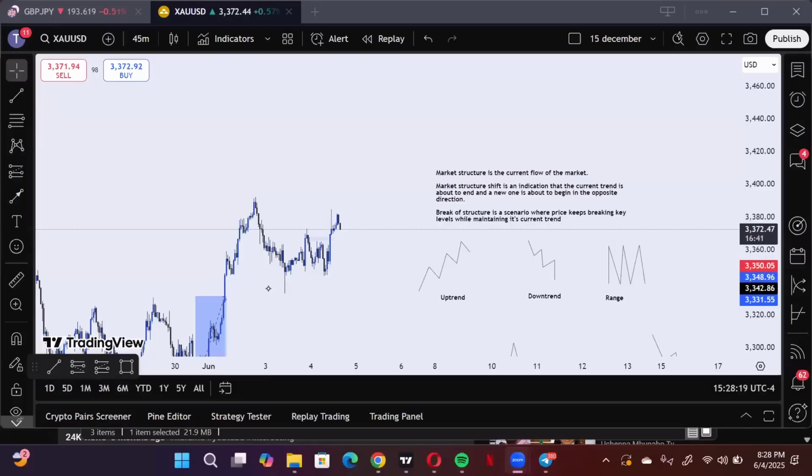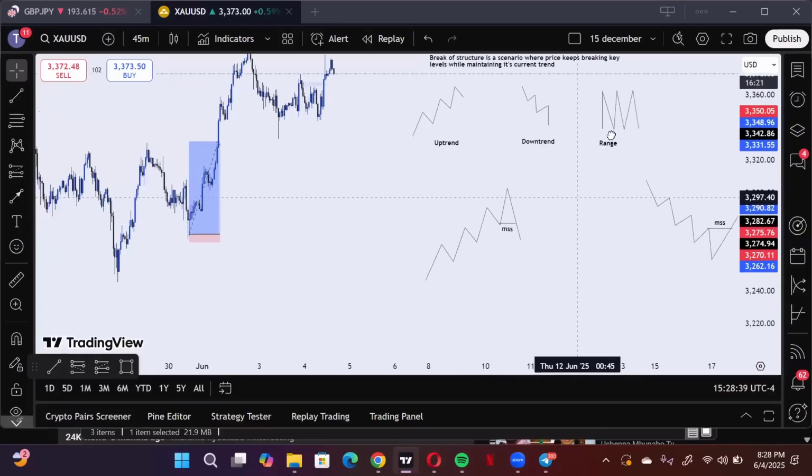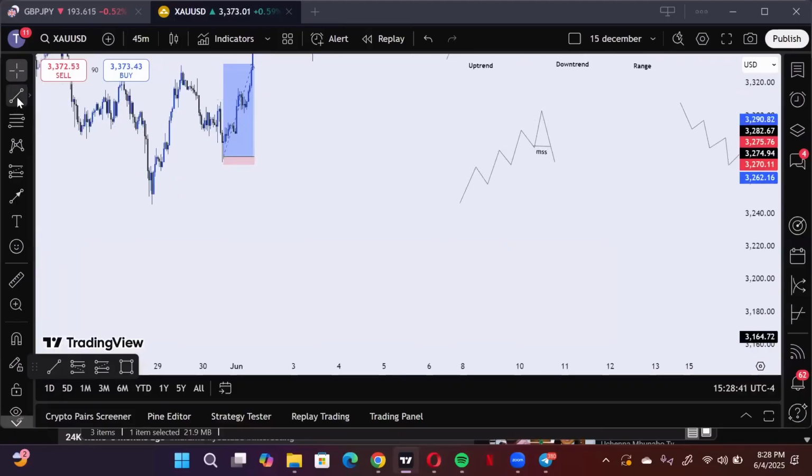So the difference between a market structure shift and a break of structure is this. Once you get a market structure shift, you are trading opposite to the trend. But when the market is giving you a break of structure, you are still going to be trading in line with the current trend the market is on, but it's going to keep breaking key levels. By key levels, I mean recent highs and lows in the market.